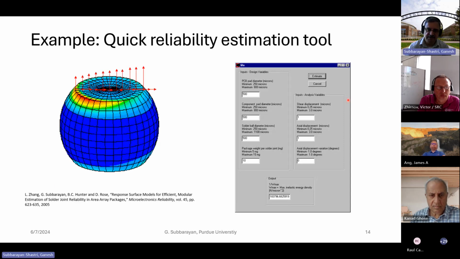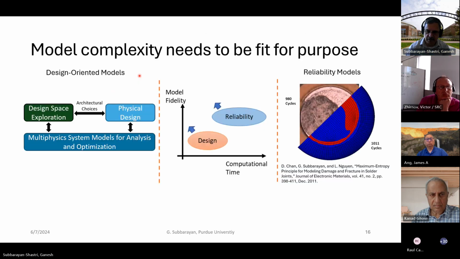Another example, you can take that same sort of modeling tool, run it many, many times over to estimate fatigue life, and you can capture it in basically a GUI like this. Behind this GUI is a neural network model. Back in those days, we didn't call it machine learning, we called it neural networks. It can quickly estimate fatigue life given shear displacement, axial displacement, etc., the controlling displacement parameters that you see pictured here. So you can do that sort of estimation. Okay, so another point about models, the model complexity needs to be fit for purpose.